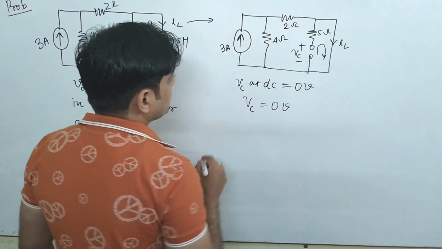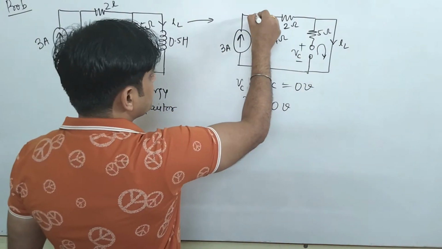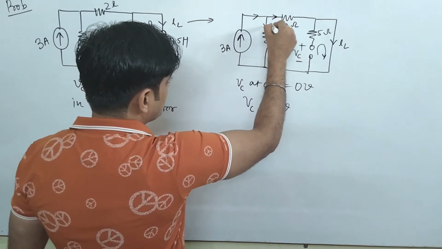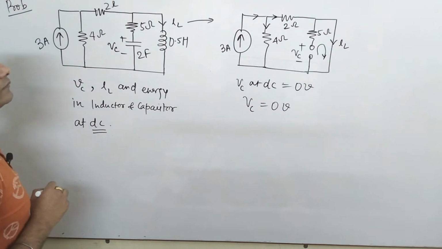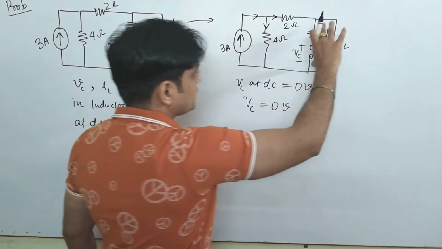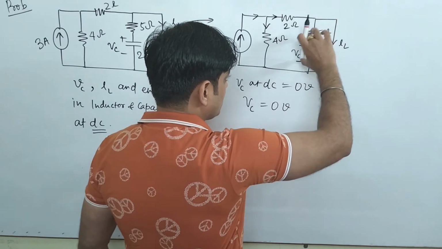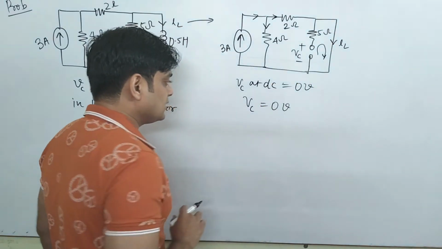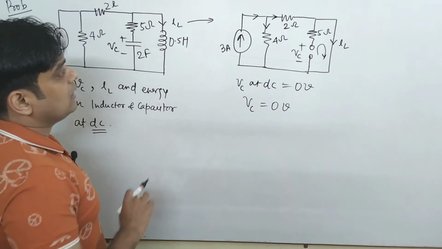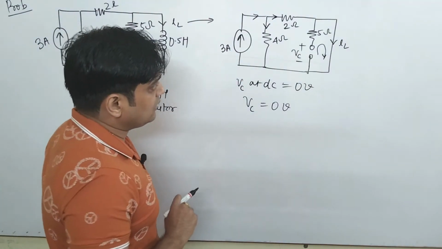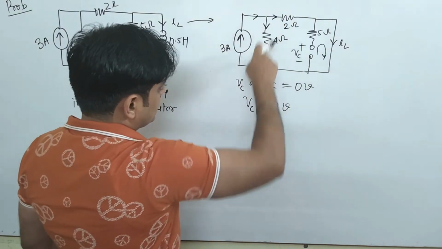Now for finding out the current IL, you can say that this 3 ampere current is flowing in this manner. Some current will go here and some current will go here. Very important thing, keep in mind, this is a short circuit branch. So once the short circuit branch occurs, the value of VC goes 0. So that's why VC is 0 volt. But when you talk about this IL, some current would flow here, some current will flow here.